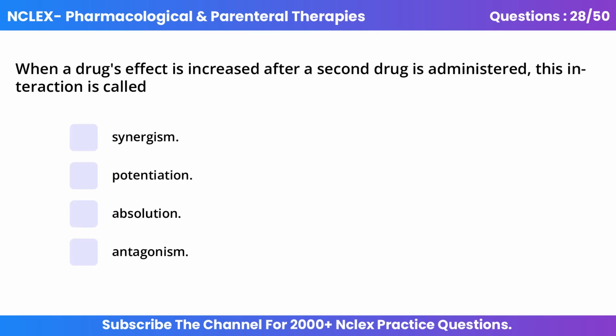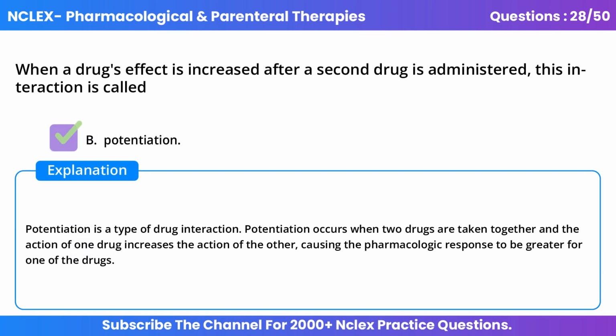Question 28. When a drug's effect is increased after a second drug is administered, this interaction is called B. Potentiation. Potentiation is a type of drug interaction. Potentiation occurs when two drugs are taken together and the action of one drug increases the action of the other, causing the pharmacologic response to be greater for one of the drugs.